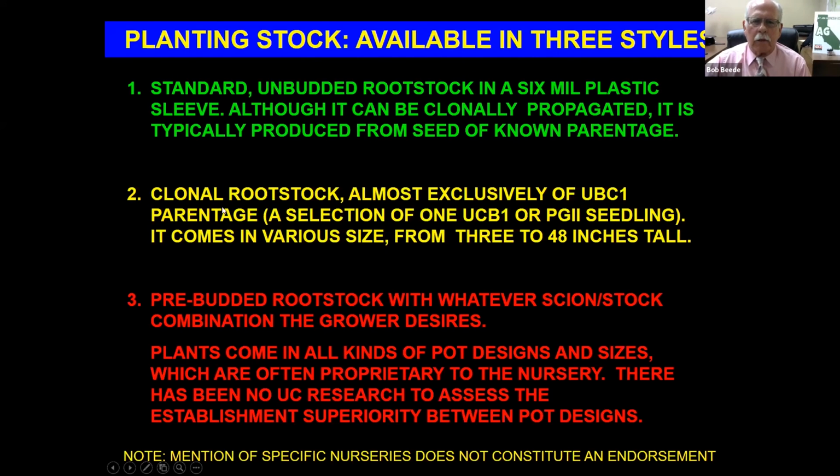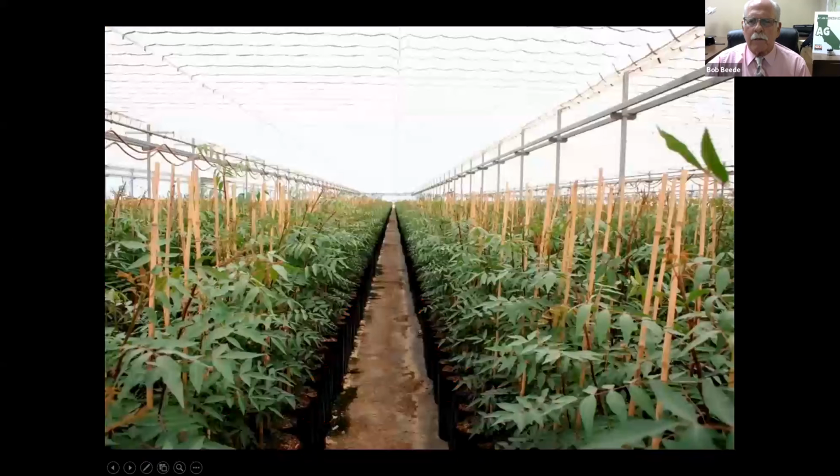These clonal stocks come in various sizes, you will see, anywhere from 3 inches all the way up to 48 or taller inches. You also have pre-budded rootstock with whatever scion combination you desire. And as I've mentioned, plants come in all kinds of pot designs and sizes, which are often proprietary to the nursery. There has been no UC research as of yet to assess the establishment superiority between any of these pot designs or plant material. And my mention of specific nurseries obviously does not constitute an endorsement.